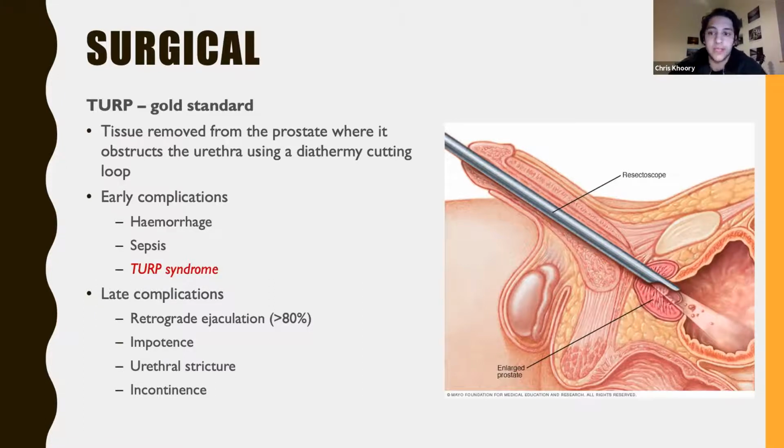TURP syndrome is quite a severe complication. It's massive cardiovascular collapse with hyponatremia and metabolic acidosis. The reason this happens is because of diffusion of the irrigation fluid into the circulatory system. Glycine is now used as irrigation fluid instead of normal saline because it's non-electrolytic and non-hemolytic, so that's the preferred solution. For patients unsuitable for TURP, they may require management with long-term catheters instead.